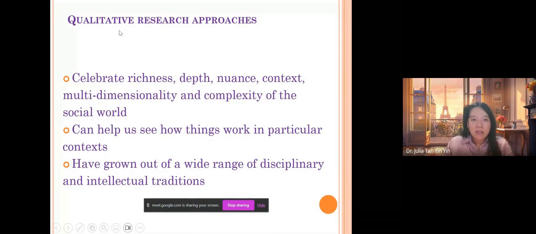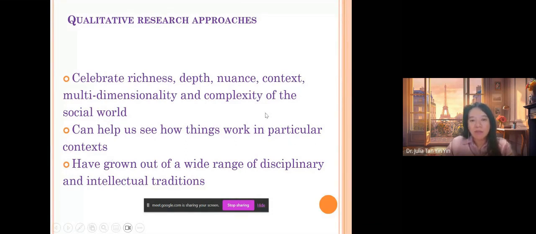Besides, qualitative research celebrates richness. It's about how rich, how deep. It's not about numbers, but about the deepness, about how you understand more about the context, and the multi-dimensionality and complexity of the social world. It's complex, not direct like numbers. Qualitative research also helps us to see how things work in particular contexts.